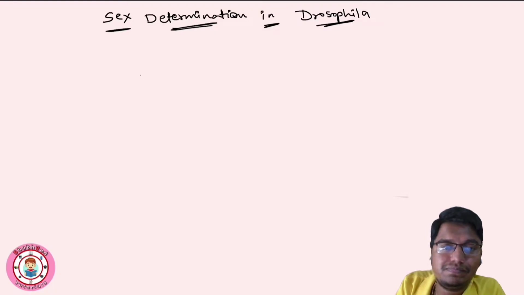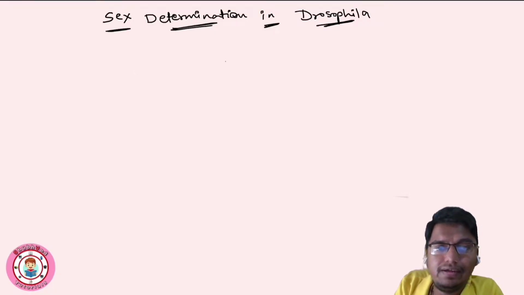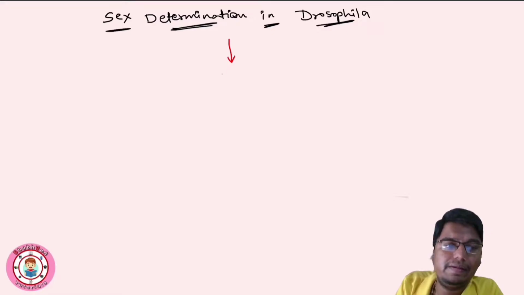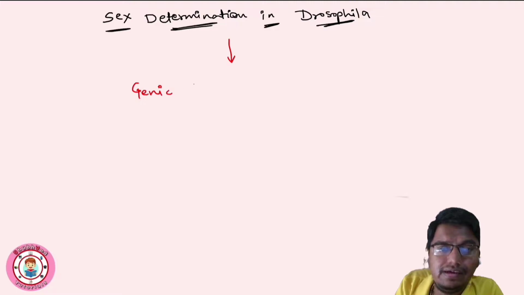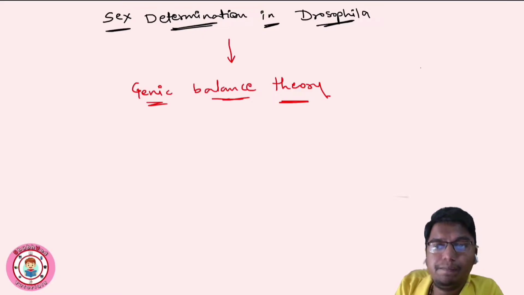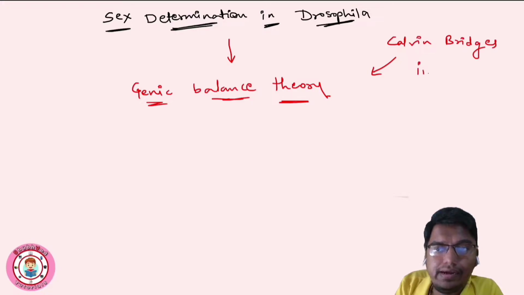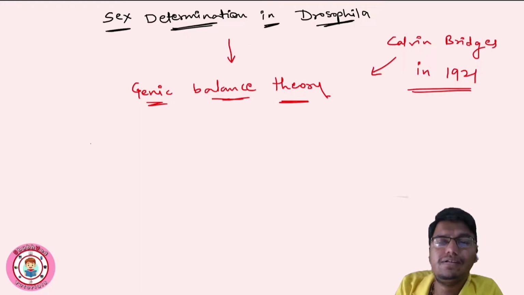So basically, for sex determination in Drosophila, there is one theory known as the Genic Balance theory. Why it is known as genic balance, we will discuss. This was proposed or discovered by Calvin Bridges in 1921.